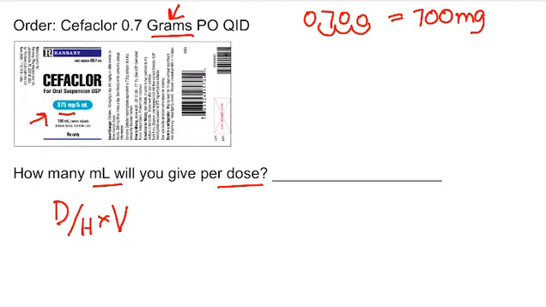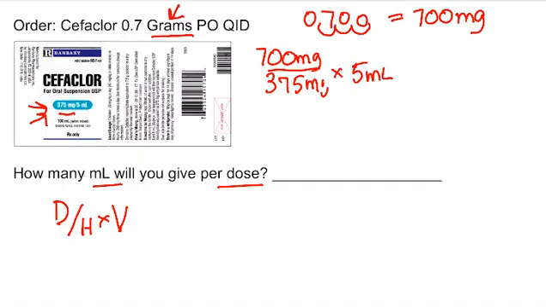I know that my D, my doctor's order, is 700 milligrams. And what do I have? I'm going to look over here. I have 375 milligrams times 5 milliliters. I'm going to erase this to make sure it's clear. Times 5 milliliters. And I'm going to do that math: 700 divided by 375 times 5. That number is going to equal 9.333 repeating.